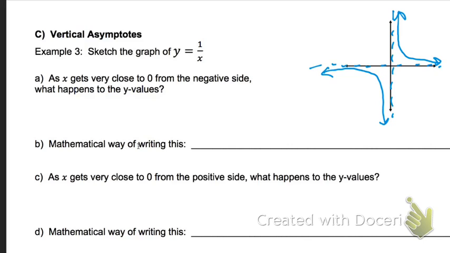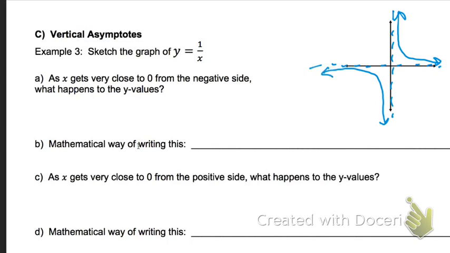So as x gets close to 0 on the left, so this way, what's happening to the y value? It's going down. The y value goes down, all the way to the left. As I'm getting closer to 0, it's going to negative infinity.